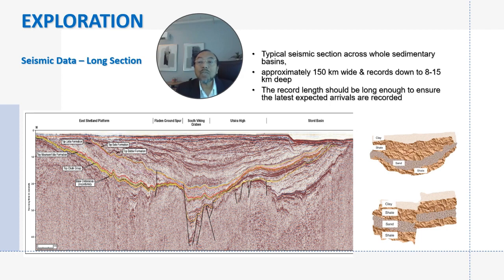The picture shows typical seismic across whole sedimentary basins. A typical seismic cross-hole sedimentary basin is approximately 150 kilometers, with records down to 8 to 15 kilometers deep. The record length should be long enough to ensure the latest expected arrivals are recorded.